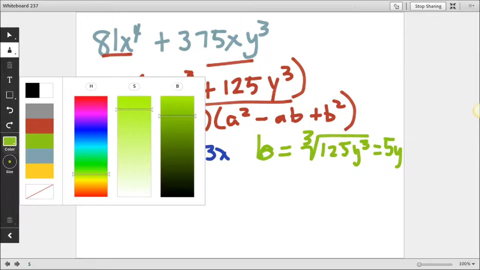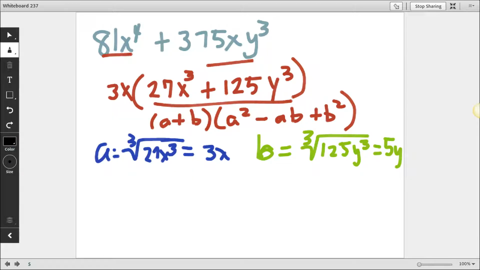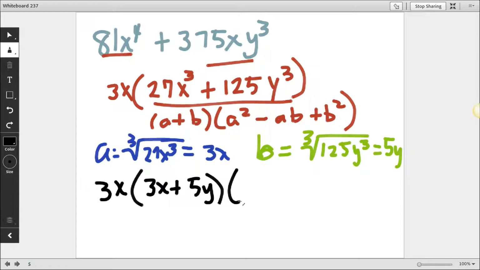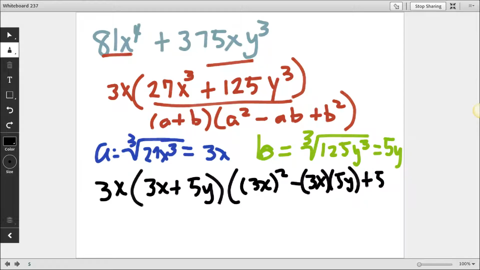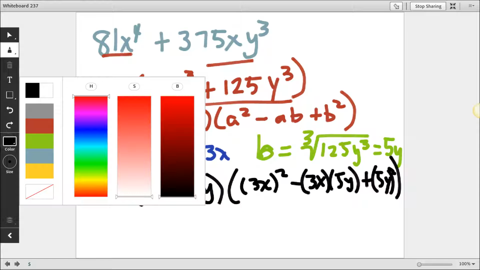And so now I'm going to write my factors. And so the 3x has to come along, and then I fill in. So I've got 3x plus 5y, and then I've got A squared, so 3x squared minus 3x times 5y, and then plus 5y squared. And I'm going to try to get a little line in there. There we go. And so now you just simplify it to get your final answer.